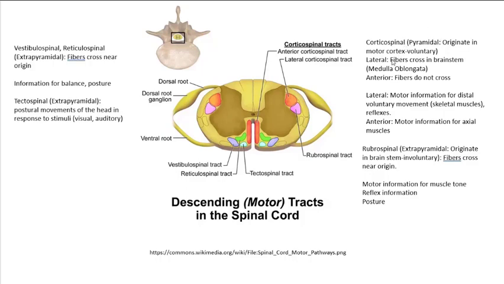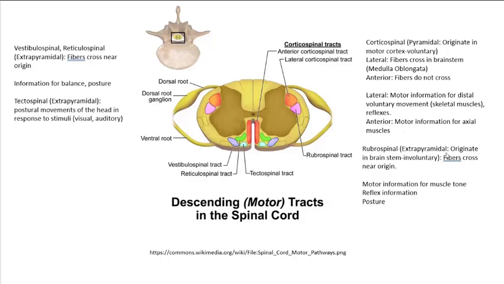So let's go back to the corticospinal, called the pyramidal tracts. There are two, the lateral and the anterior. The lateral, the fibers cross in the brainstem, particularly in the medulla oblongata. The anterior, the fibers do not cross. The lateral carries motor information for distal voluntary movement, skeletal muscles and reflexes. The anterior tends to focus on more of the axial portion of the body, and again carries motor information.